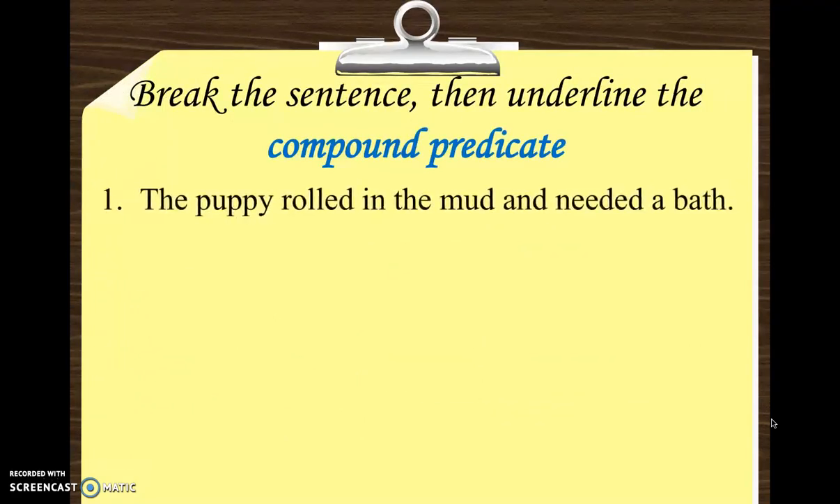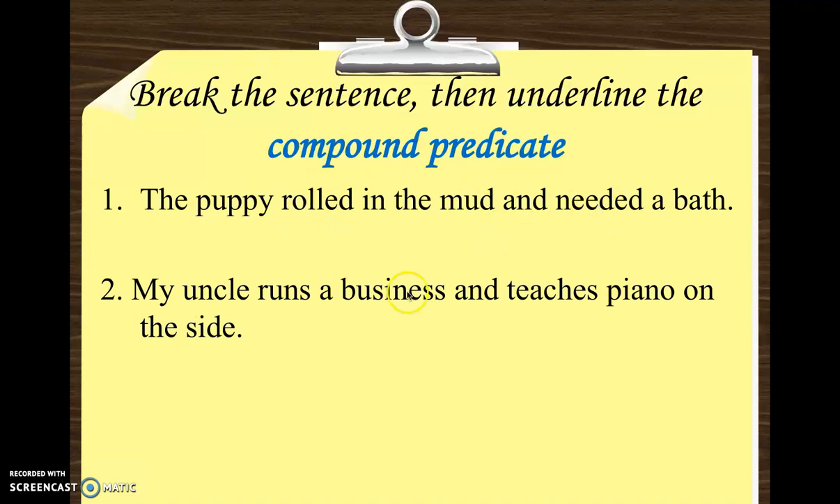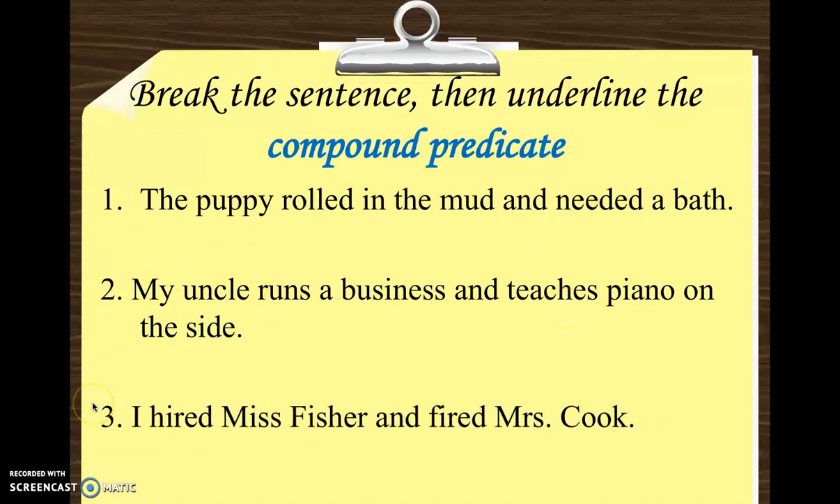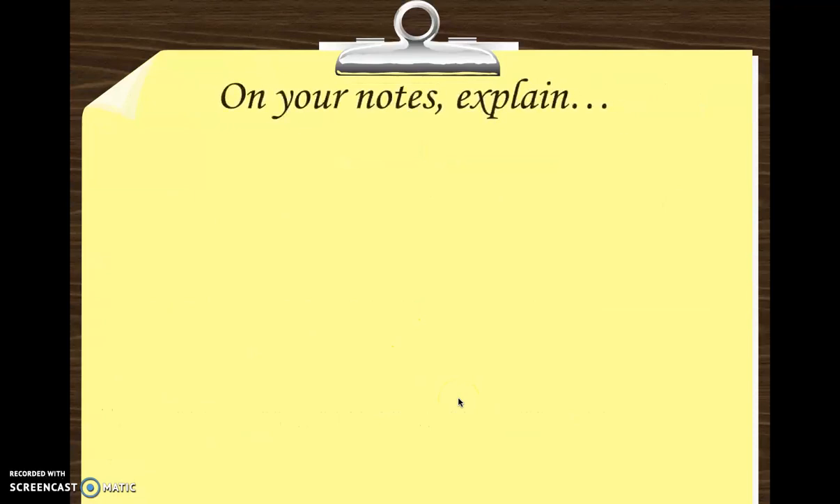So, real quick, break the sentence up. The puppy rolled in the mud and needed a bath. All right, here's my first verb, so here's where I would break it. Rolled and needed are my compound predicates. My uncle runs a business and teaches piano on the side. We would break it right here, and we've got runs and teaches are my compound predicates. I hired Miss Fisher and fired Mrs. Cook. We would break it right there. Hired and fired are my compound predicates.